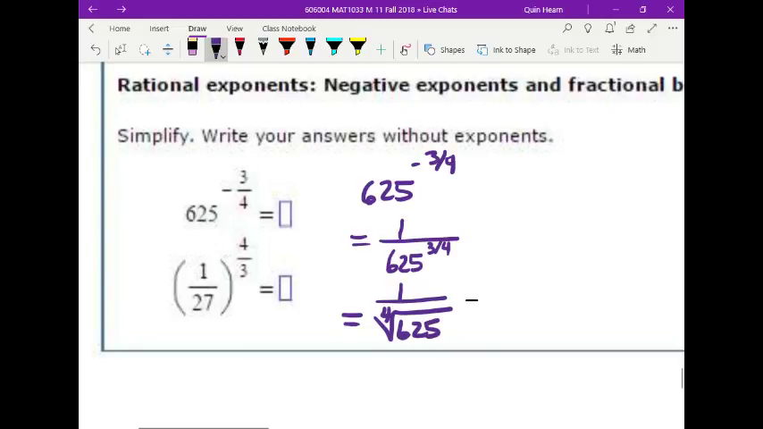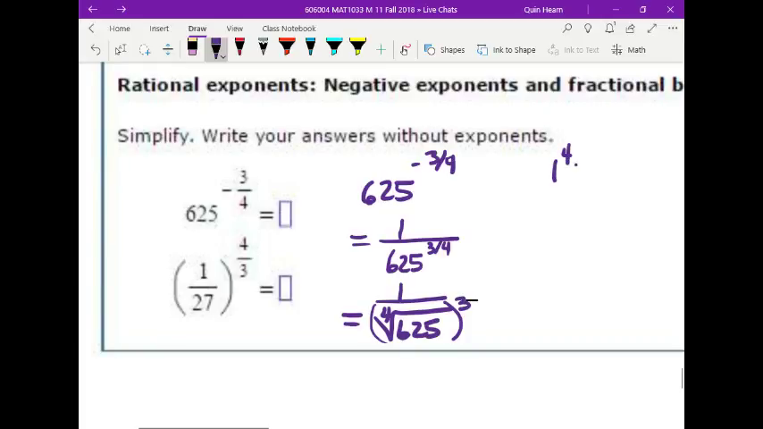Now, by the way, it doesn't matter if you put the power on the outside of the radical or on the inside, just not both, of course. But which one would be easier? Well, the inside one would not be easier because you'll get a huge number when you raise 625 to the third power. It's better to do the radical first. That's going to give you a smaller number, and then we'll deal with the exponent in a minute.